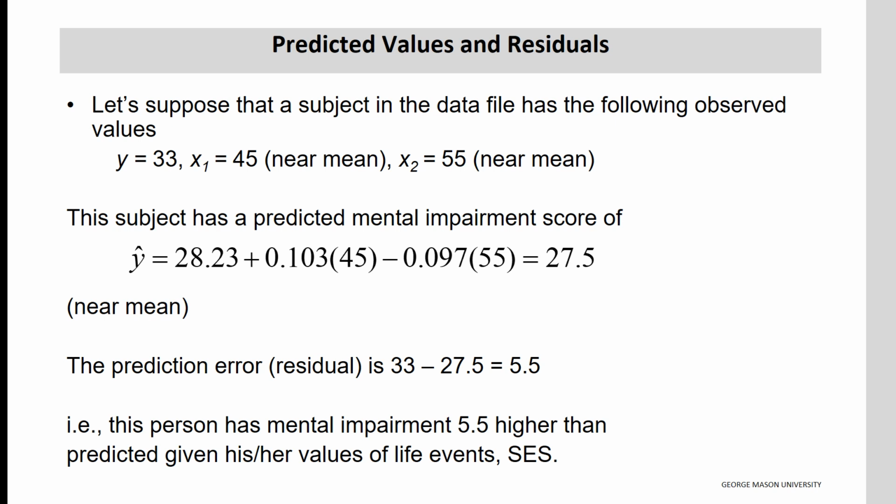If we wanted to compute the residual, the prediction error as we call it, for this particular subject, we simply take the predicted score for mental impairment and subtract it from 33. 33 is again the observed value for the subject, and that gives you 5.5. So what does this mean? This person has a mental impairment 5.5 higher than predicted, given his or her values of life events and socioeconomic status.